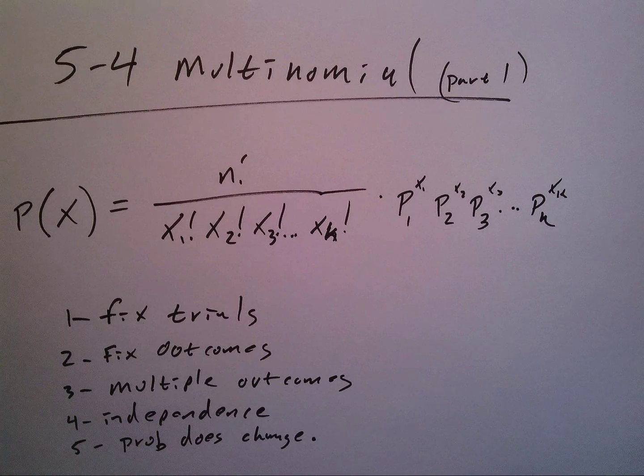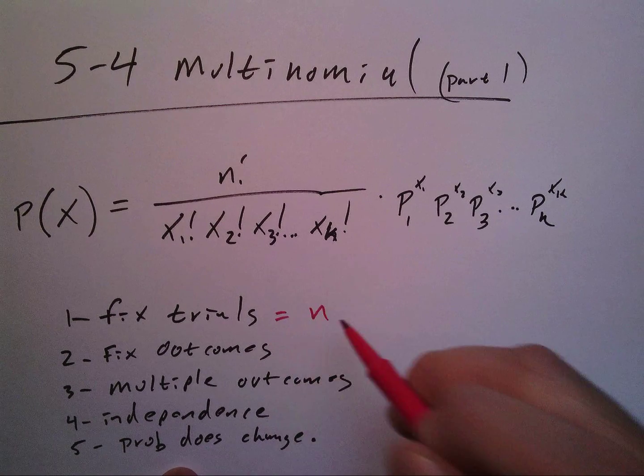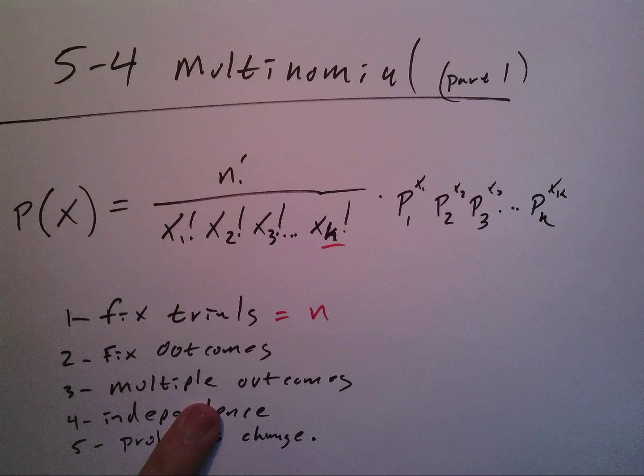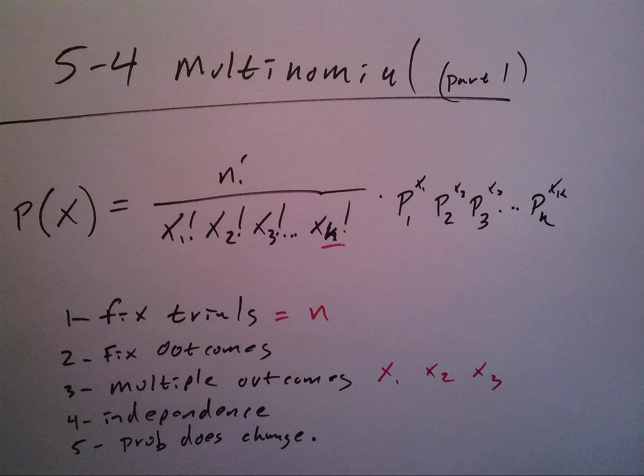Now, in order to be a multinomial distribution, we have to meet criteria just like we had to meet for the binomial. So the criteria are pretty much the same as the binomial except for one kind of change. There has to be a fixed number of trials, that's going to be n. Fixed number of outcomes, that's the k, but we're not really interested in that. Multiple outcomes, so there's x1, x2, x3. Instead of just counting the number of successes, we need all of the counts for the outcomes that you want.